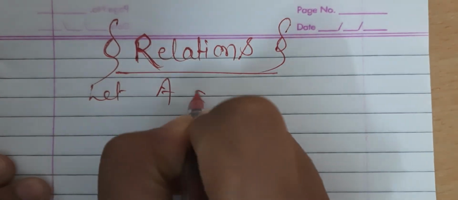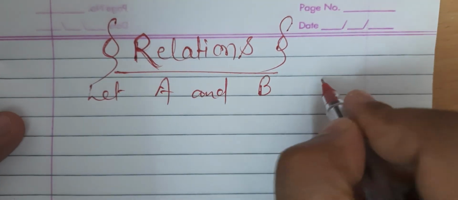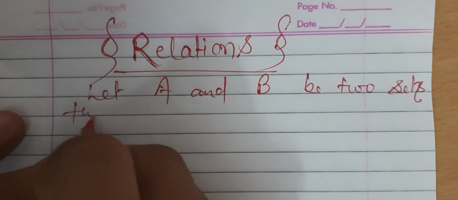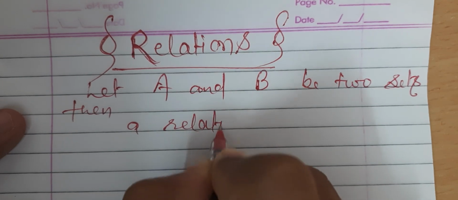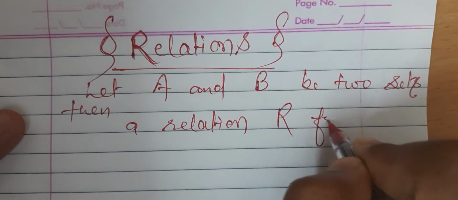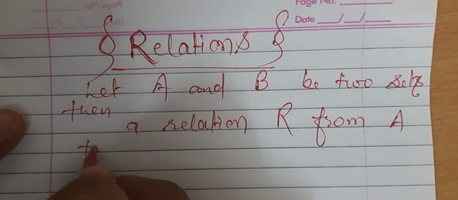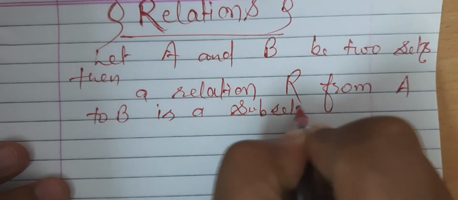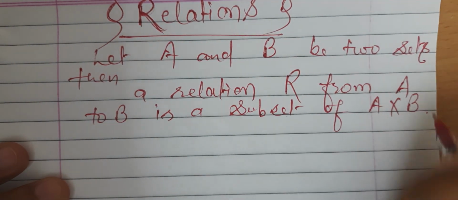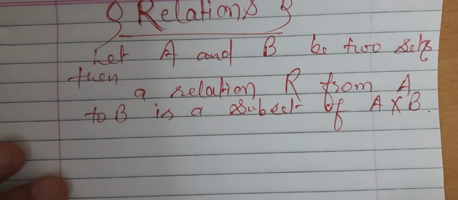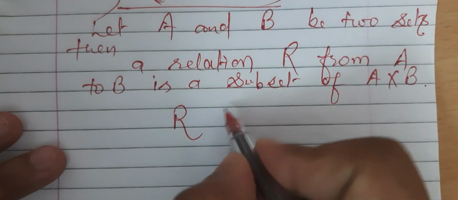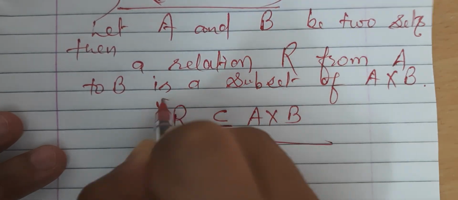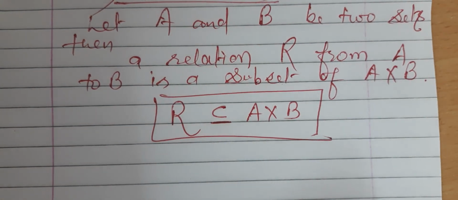So let A and B be two sets. Then a relation R from A to B is a subset of A cross B, Cartesian product of A and B. Or we can write mathematically, R is a subset of A cross B. This is the mathematical definition.